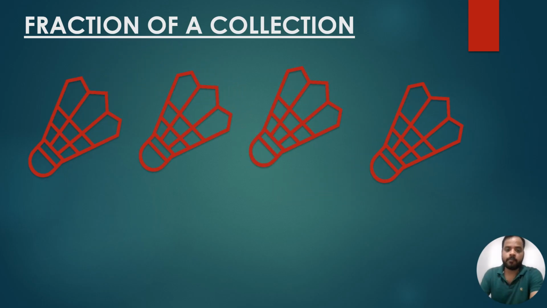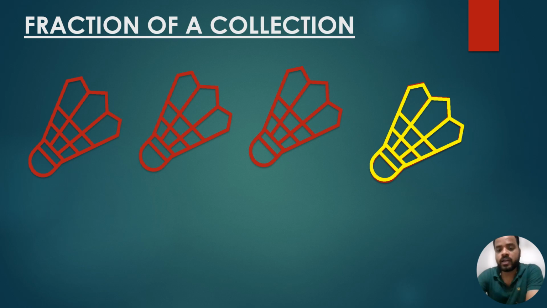In the next example, we will understand how to calculate the fraction of a collection. Now, in this figure, we have four badminton corks. Out of the four, if we paint one cork yellow, what will be the fraction represented by the yellow cork, and what will be the fraction represented by the red colored corks?